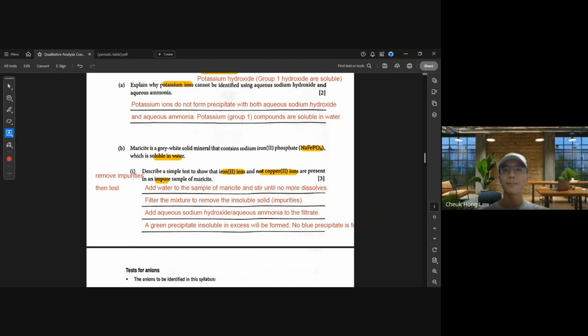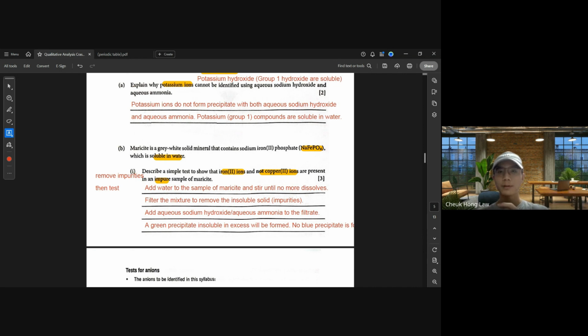So first we add water to the sample of the maricite and stir until no more dissolves. Okay. This is to ensure that we dissolve all the sodium iron 2 phosphate. And then we filter the mixture to remove the insoluble impurities. Then from there, we can start our test. Now that we remove the impurities, we add aqueous sodium hydroxide or aqueous ammonia to the filtrate. Okay, so you can use either aqueous sodium hydroxide or aqueous ammonia.